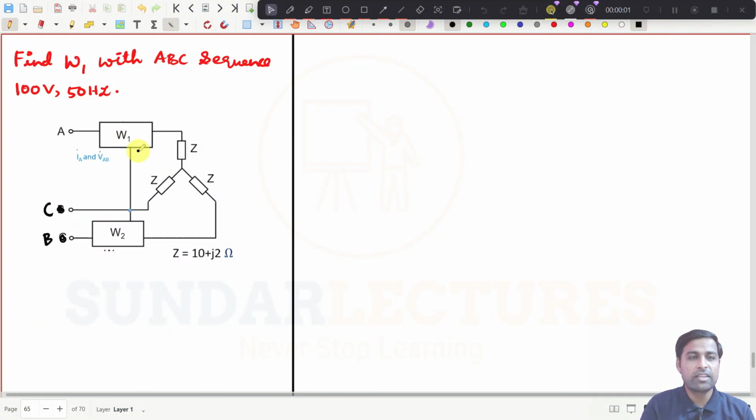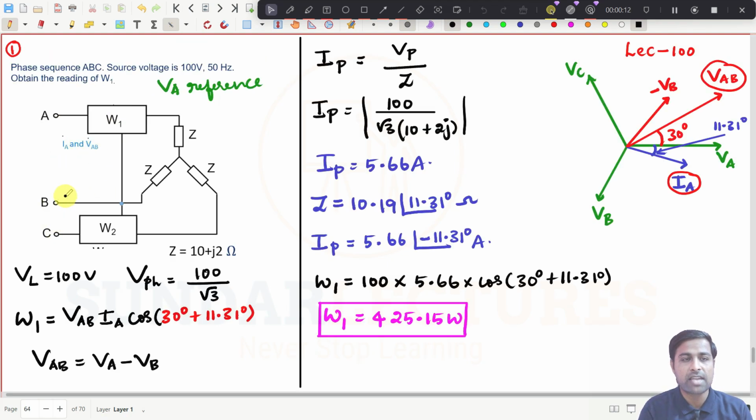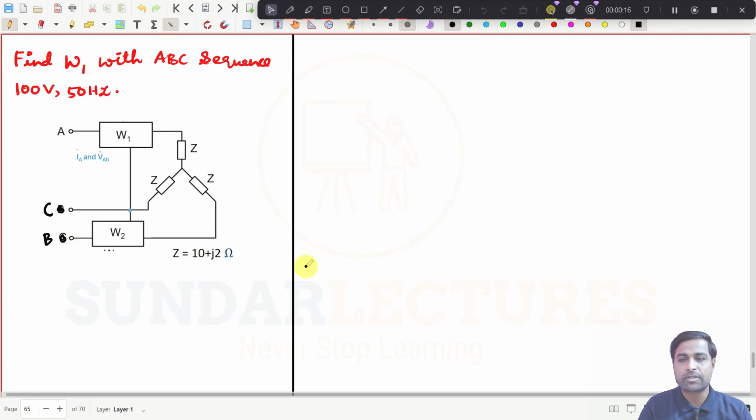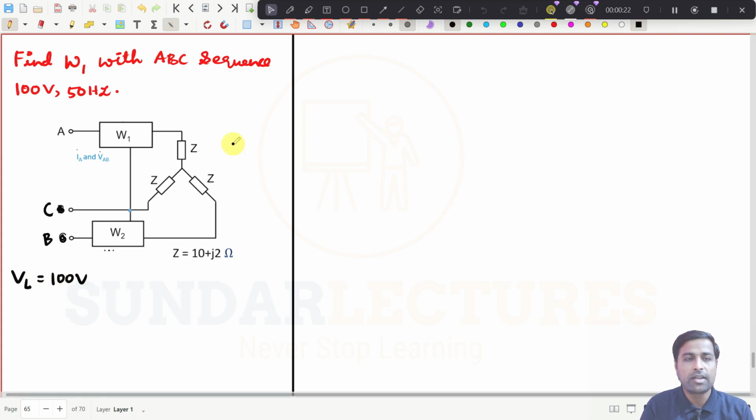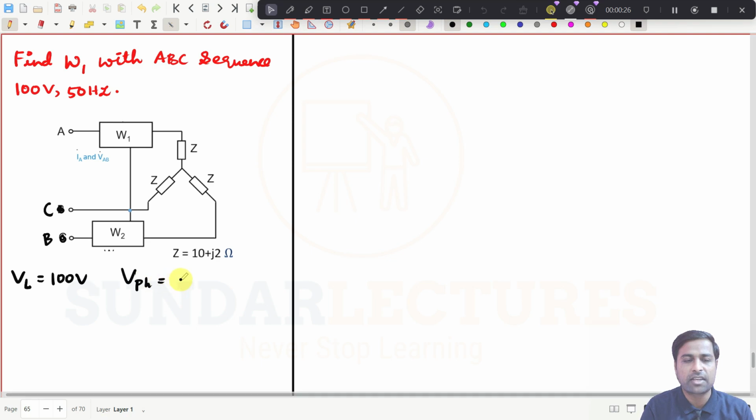And now you see the same question. Find W1 with the ABC sequence they have given you. It is 100 volts, 50 hertz. See here, the same question, but this is interchanged. This is C and this is B now. And now what happens to W1? The same thing, so I will go fast now. VL is equal to 100 volts. Same star connected system, so obviously V phase is equal to 100 divided by root 3 volts.